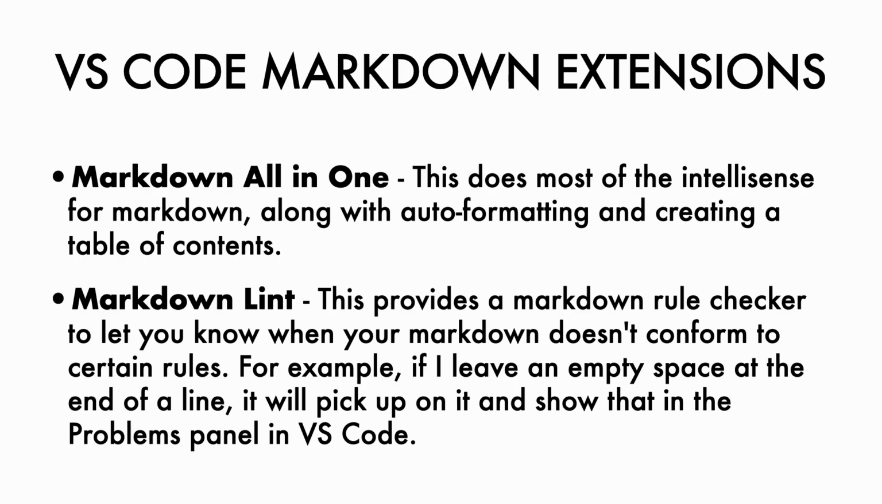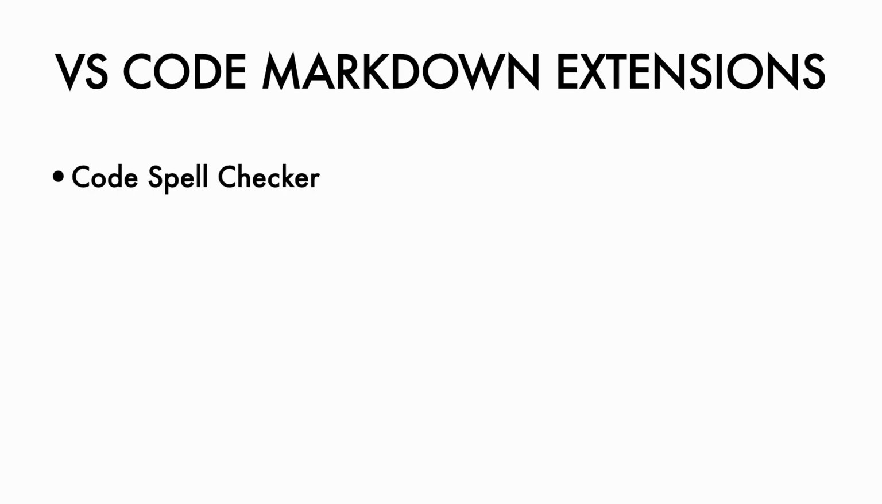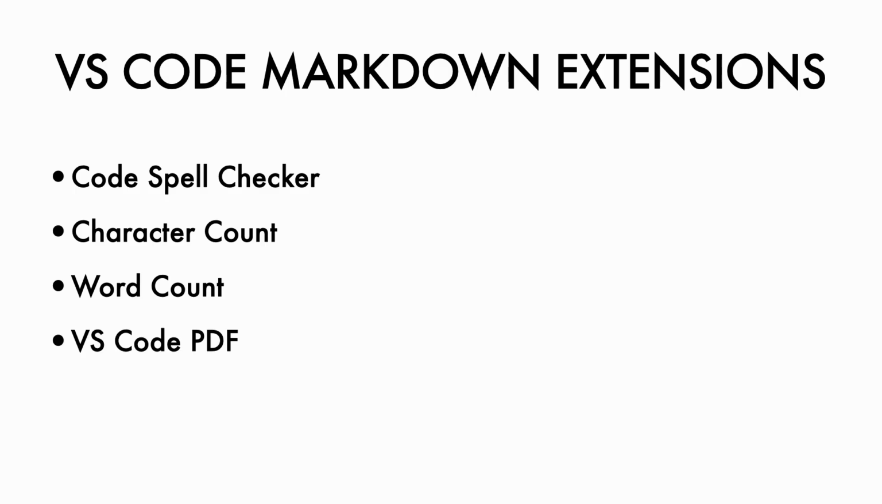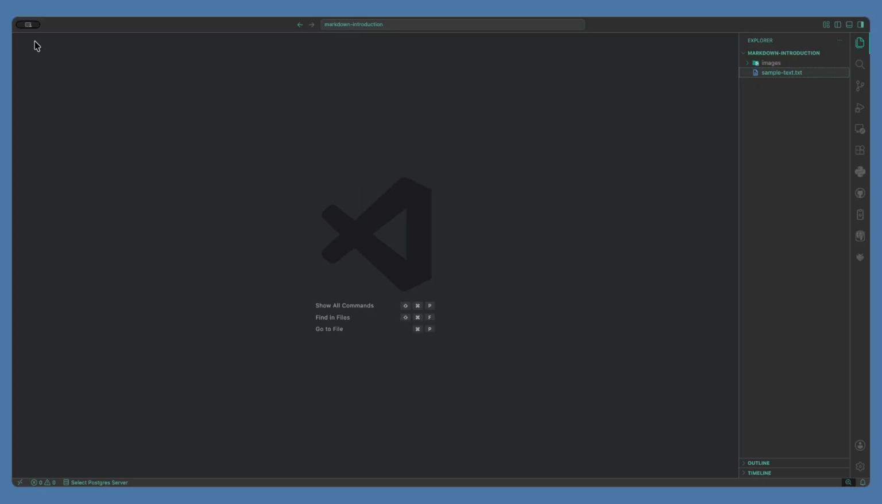In addition to those, I have some others installed that aren't specific to Markdown but are useful for it. These include Code Spell Checker, Character Count, and Word Count. These are all pretty self-explanatory as to what they do. The last one I've got is VS Code PDF, which allows you to view PDF files in VS Code. With that covered, let's get started by creating an empty Markdown file.